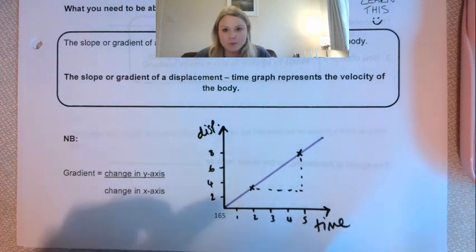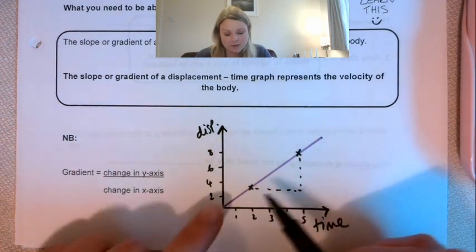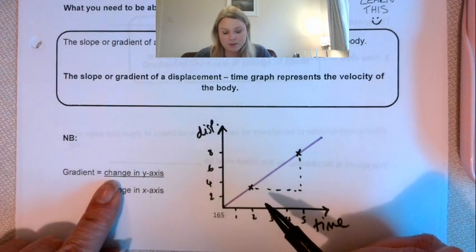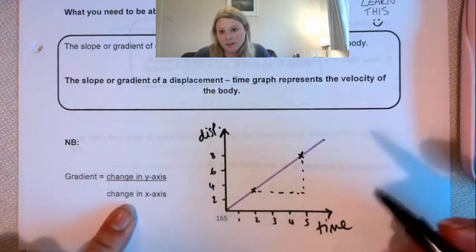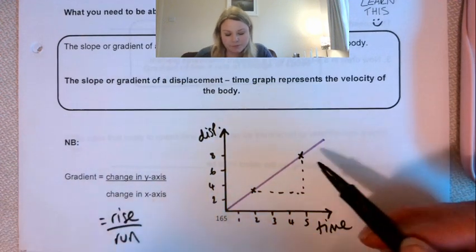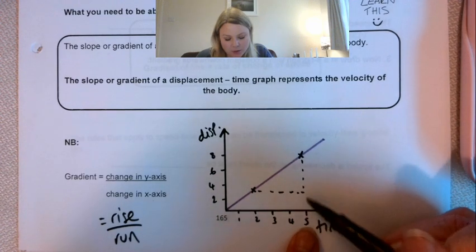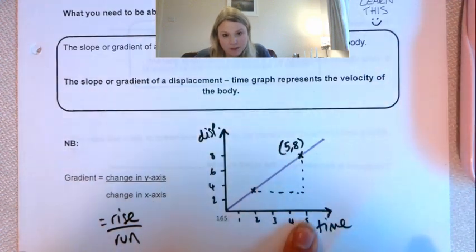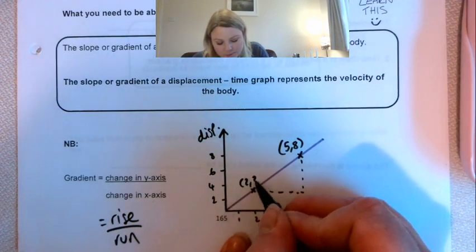Okay, so I've got a displacement time graph here, and to find the gradient, I've just picked 2 points on the graph, and I'm going to be applying this. So the gradient is the change in the y divided by the change in the x. Other ways that could be worded would be rise over run. So I have picked these 2 points. Okay, so the coordinates of this point is 5, 8, right? And the coordinates of this point is 2, 3.